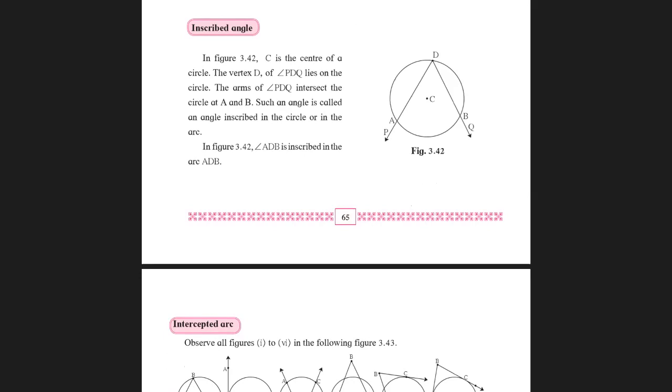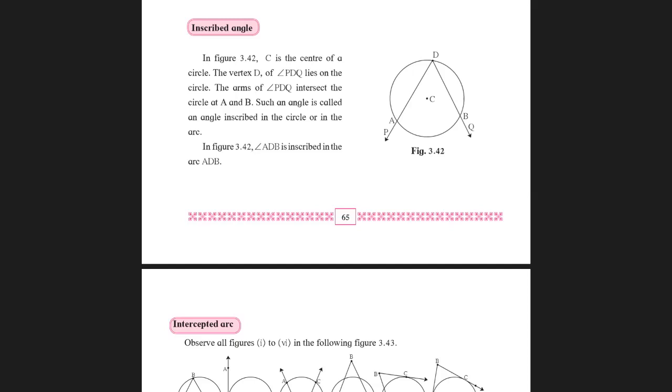Okay. Now this is called an inscribed angle because angle ADB is inscribed in the circle, and the arms of this inscribed angle touch or intersect the circle at two other points. That is, here it is A and B. Now it is actually inscribed in the arc ADB. You will find that this angle ADB is inside the arc ADB and it is intercepted by the arc AB.